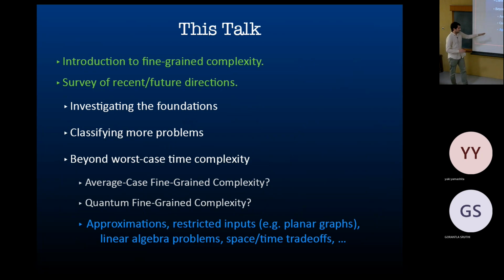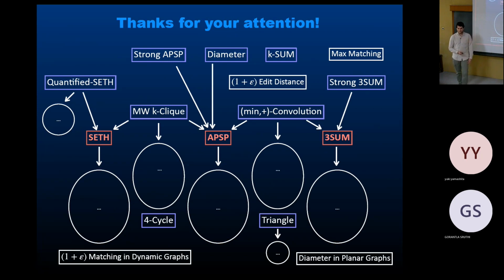Okay, finally, I'll just mention there's a lot more work that I will not cover here. Approximations, we already said, are not exact algorithms, but approximations. There are results looking at restricted inputs, like proving hardness for planar graphs, things like that. Linear algebra problems. Everything I'm talking about is really combinatorial, but there are interesting problems in algebra where people have been trying to get reductions. Space-time trade-offs. Yeah, I'll stop here. Happy to take questions.